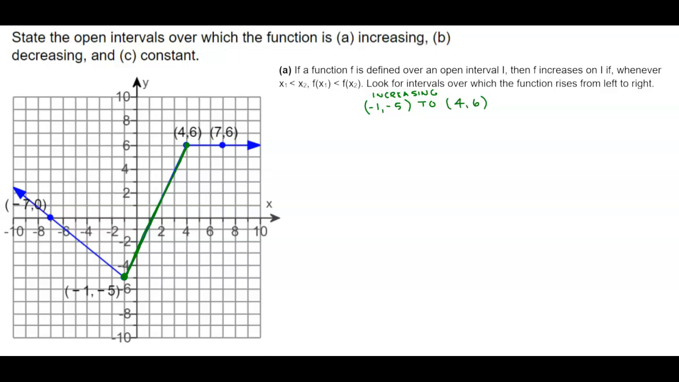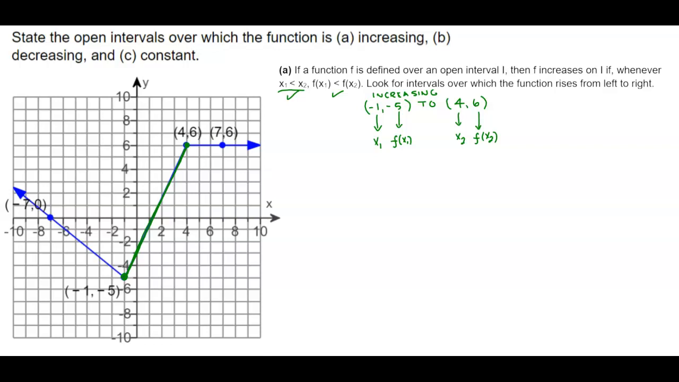Okay, I want you to read this. Where it's increasing, we have to look at this definition. What does x1 represent? Well, this is x1, and this is x2. Is x1 less than x2? It checks. Now let's find out f of x1. This is the output f of x1, and this represents f of x2. So is f of x1, which is -5, less than f of x2? Well, that checks as well. Therefore, whenever that happens, we know that it's going to be increasing. It's rising from left to right.